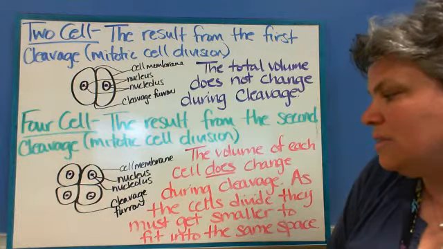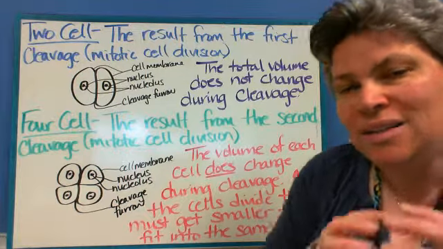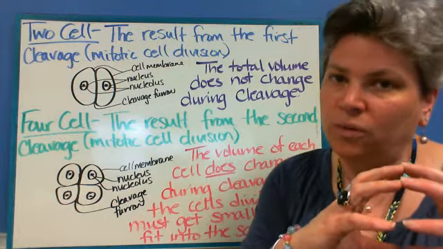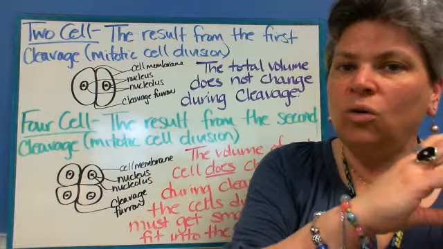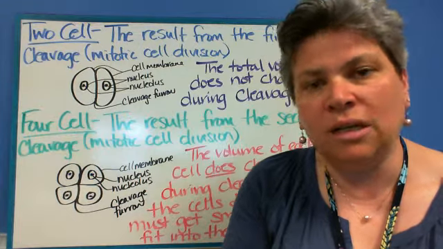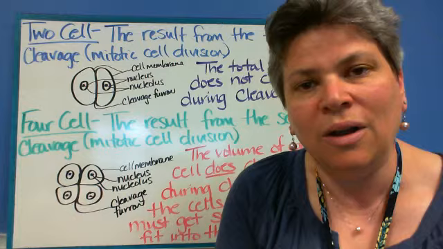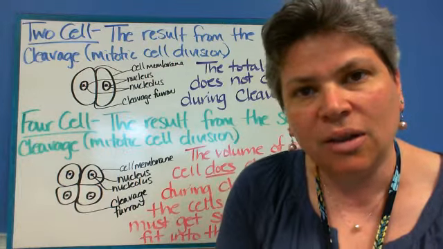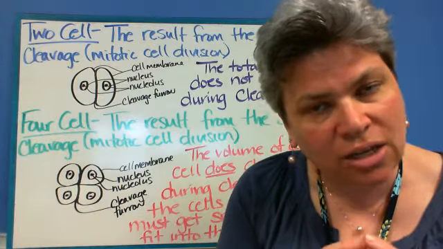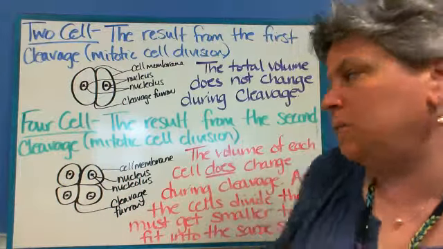As the cells divide, they have to get smaller and smaller and smaller to fit into the whole volume. Remember, the total volume isn't changing. So if I'm going to keep dividing cells, then each cell has to get smaller and smaller so they can fit into the size that I have. Because that size doesn't change, so as each cell divides, they have to decrease in volume.